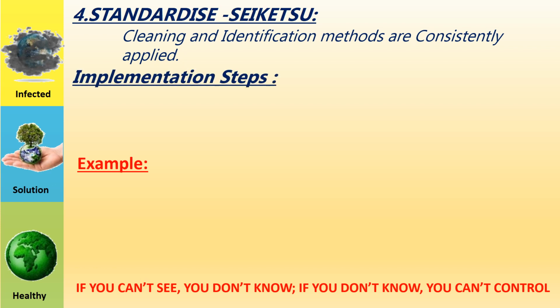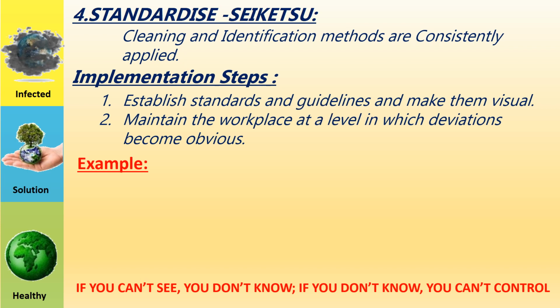If you see the implementation steps which we follow in Seiketsu, first we need to establish guidelines and standards. Those standards and guidelines need to be communicated in a visual manner that can be easily understood by all the people involved in the 5S implementation.